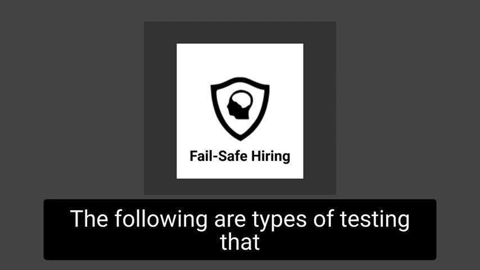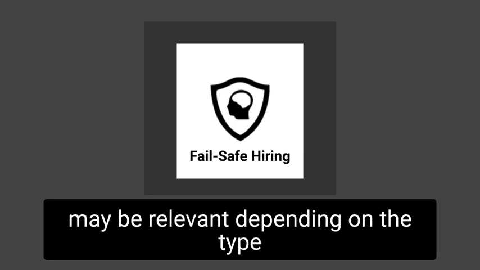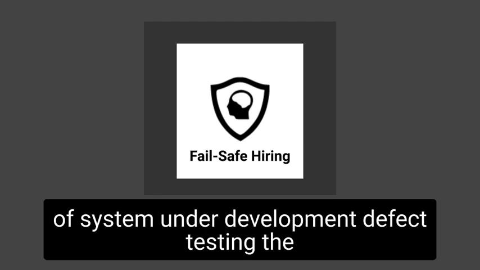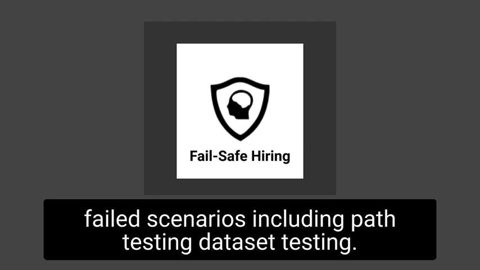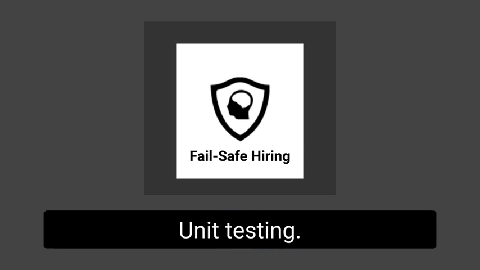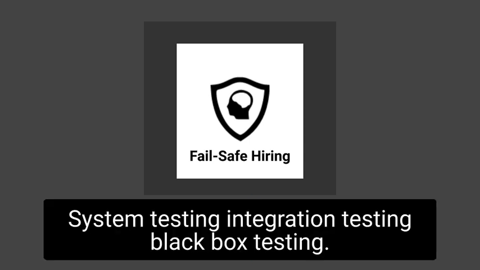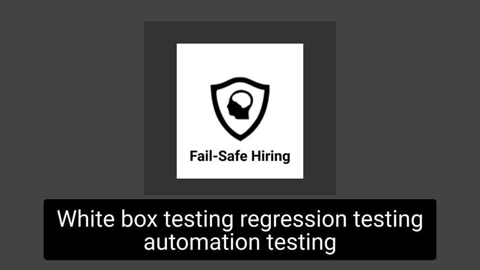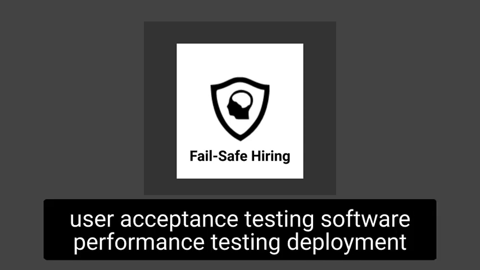The following are types of testing that may be relevant, depending on the type of system under development. Defect testing: the failed scenarios, including path testing, data set testing, unit testing, system testing, integration testing, black box testing, white box testing, regression testing, automation testing, user acceptance testing, software performance testing, deployment and delivery.